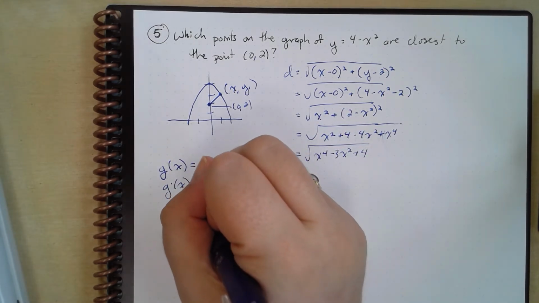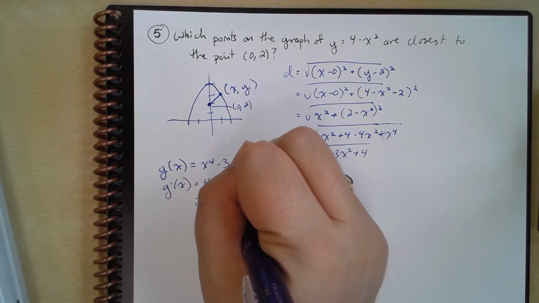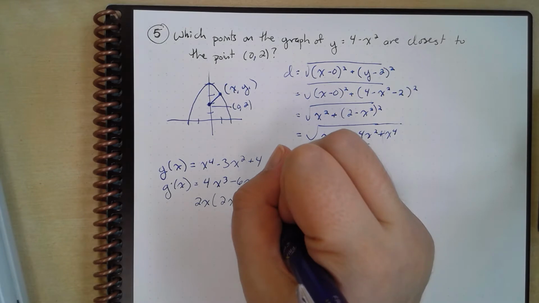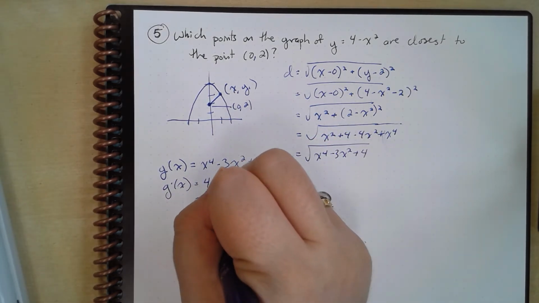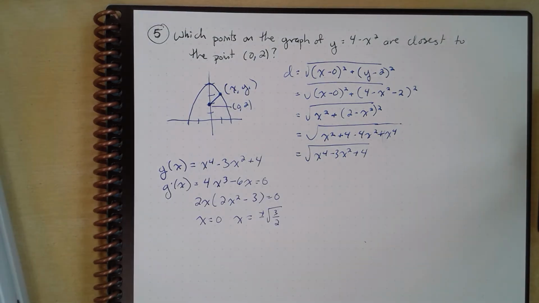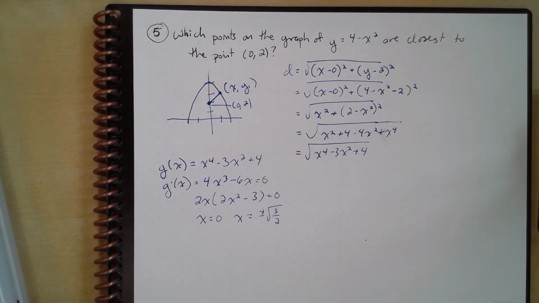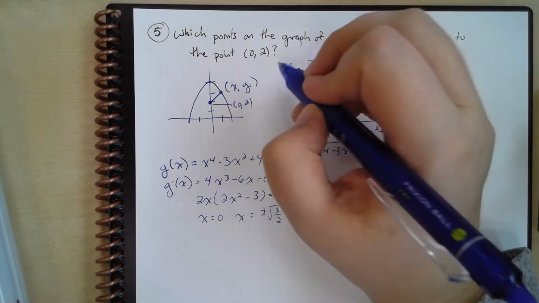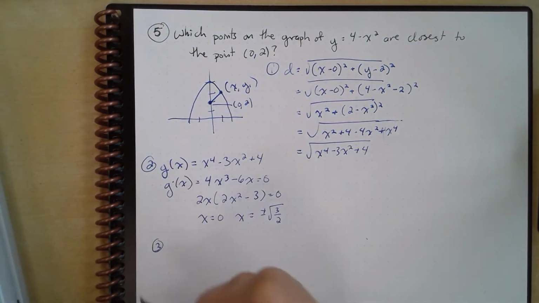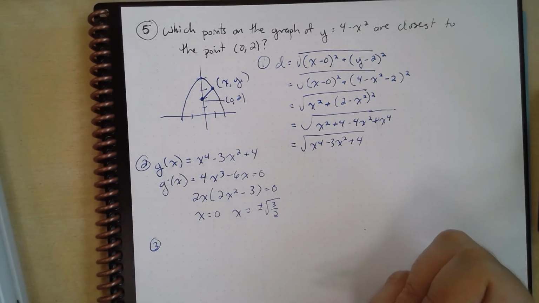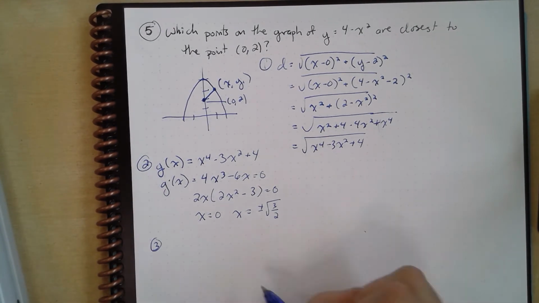So I take out a 2x. I'm left with 2x squared minus 3 is equal to 0. So x can be equal to 0, or x could be equal to plus or minus the square root of 3 halves. All right? I know, this is getting really, really complicated, right? But we can power through. So this was the first thing we did. This is the second thing we did. Now we're going to do our third thing. What are we going to do? We're actually going to do the first derivative test.